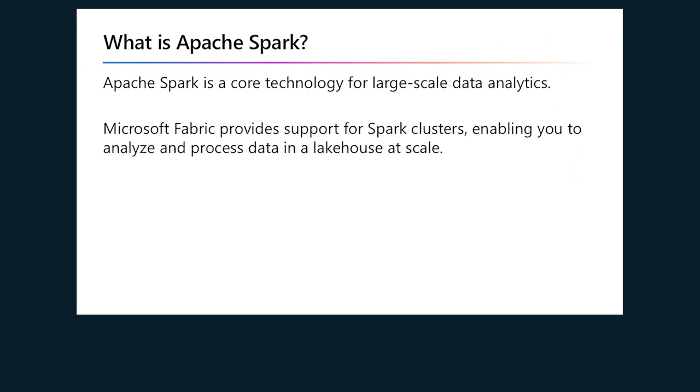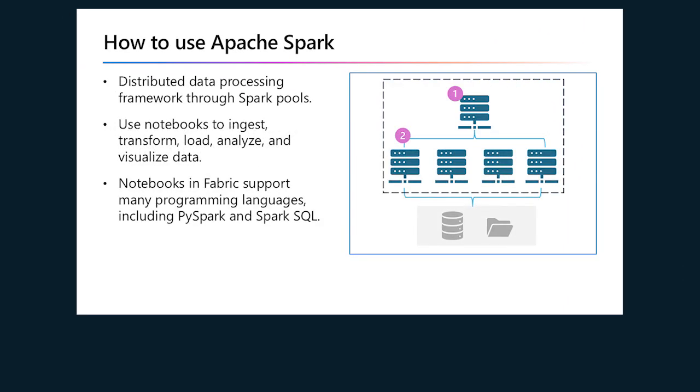A Spark pool consists of compute nodes that distribute data processing tasks. As shown in the diagram, a Spark pool contains two kinds of nodes. One, a head node in a Spark pool coordinates distributed processes through a driver program. And two, the pool includes multiple worker nodes on which executor processes perform the actual data processing tasks.